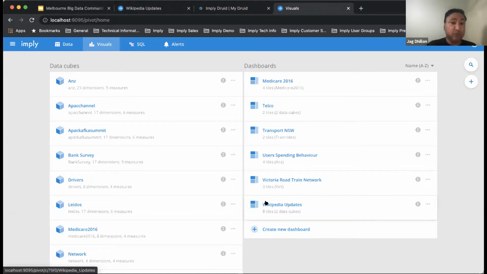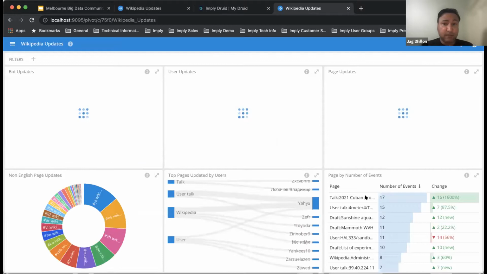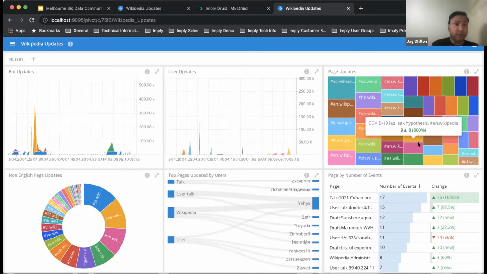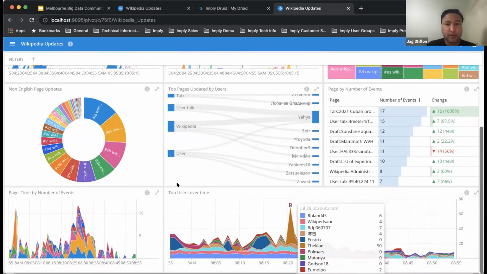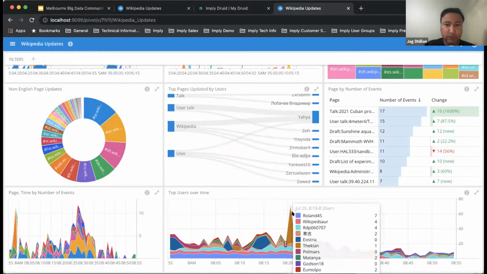So I just took a look at the Wikipedia traffic. I can come in here and, that's an example of some user interface that comes out of Imply Pivot, right? So if you're a customer of Imply and you buy Imply Druid, then you get access to ready-made data from Druid, right? And then you can go in here and see the type of dashboards. I can drill down. For example, I can see top users over time.